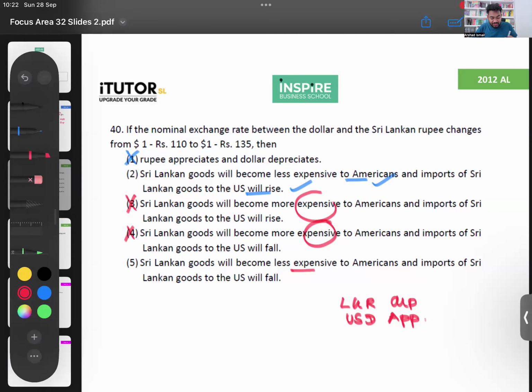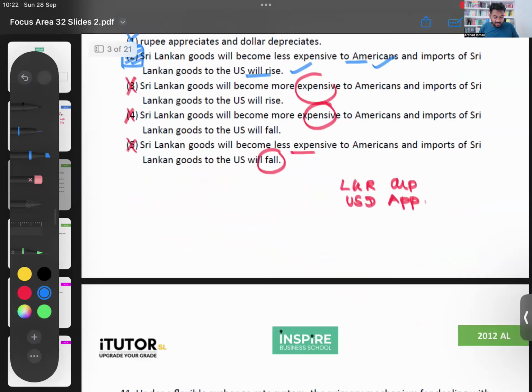And imports of Sri Lankan goods to the US will not fall. No, if our goods are less expensive, our imports will actually increase. So you can't say it will fall. So therefore, not this. So answer number 2. Okay, 2012 40 is number 2. Then go to the next one.